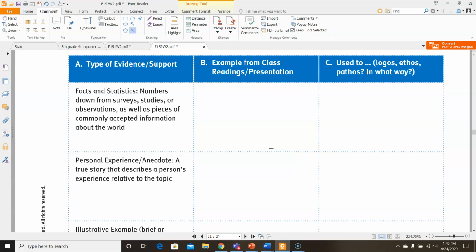The next one says personal experience or anecdote, a true story that describes a person's experience relative to the topic. So for the B section, you're going to, again, find examples from one of your readings or from the presentation, and then explain if it's used for logos, ethos, or pathos, and in what way it is used.